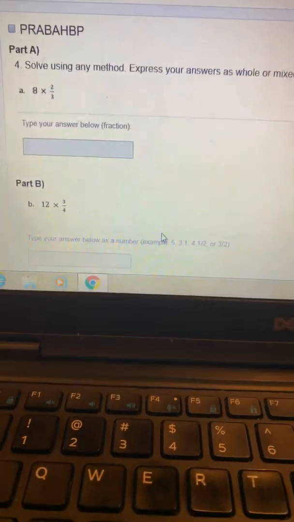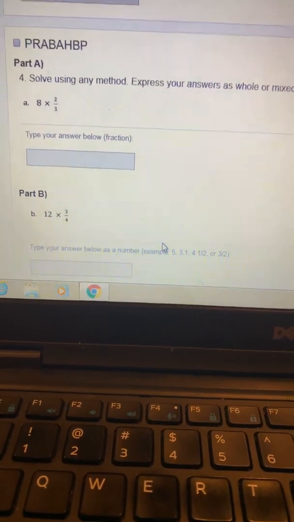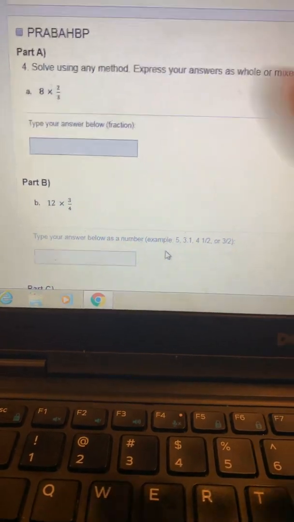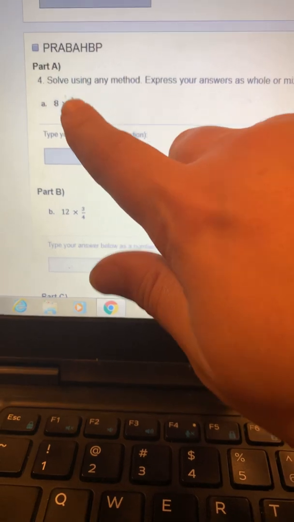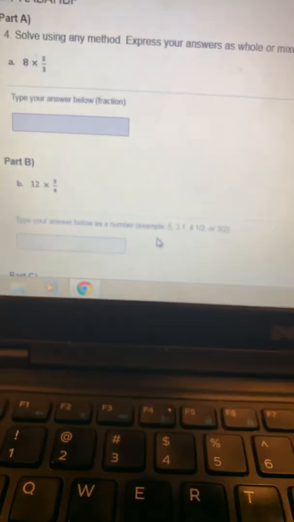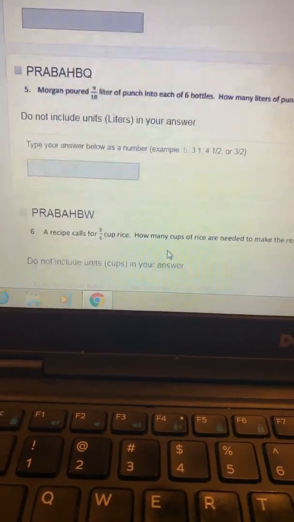And then we get to part A, which says solve using any method. So now you get the choice. How do you want to solve? Do you want to put the 8 on top with the 2 as your first step? Or can you just remember, you do the 8 times the 2 and then you skip that step? It's all up to you. It's all up to your preference.